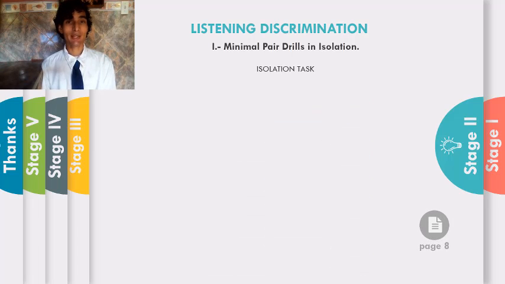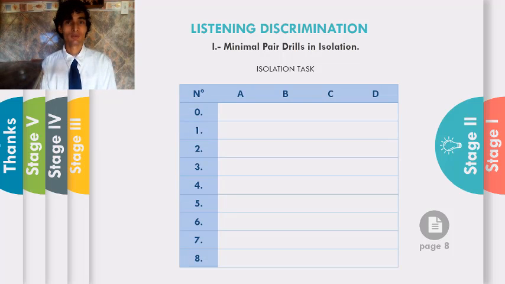Let's go back to page 8 to the isolation task exercise for the stressed schwa sound. Listen carefully to the list of 4 words that I am going to pronounce. 3 of them contain the target sound stressed schwa, and 1 of them does not. Place a check mark in the corresponding column where the word with the different sound is. For example, the first list of 4 words is cop, cop, cap, and cop.